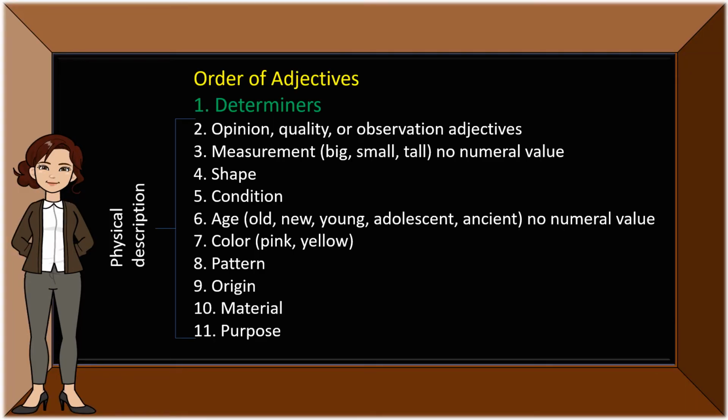Of course, we have talked about the adjective order. Number 1, determiners. 2, opinions, quality, observation adjectives. 3, measurement. 4, shape. 5, condition. 6, age. 7, color. 8, pattern. 9, origin. 10, material. 11, purpose.